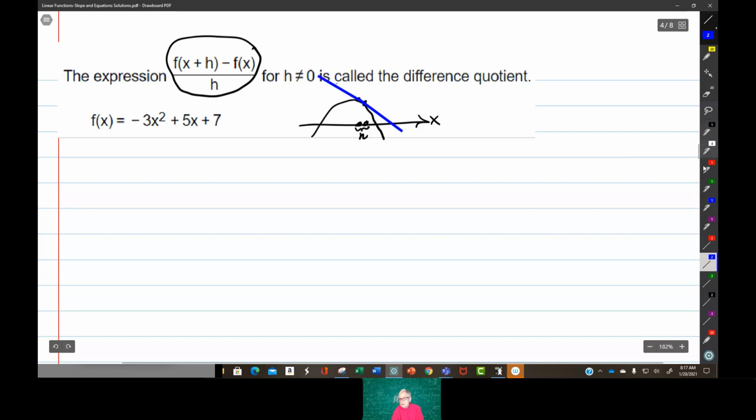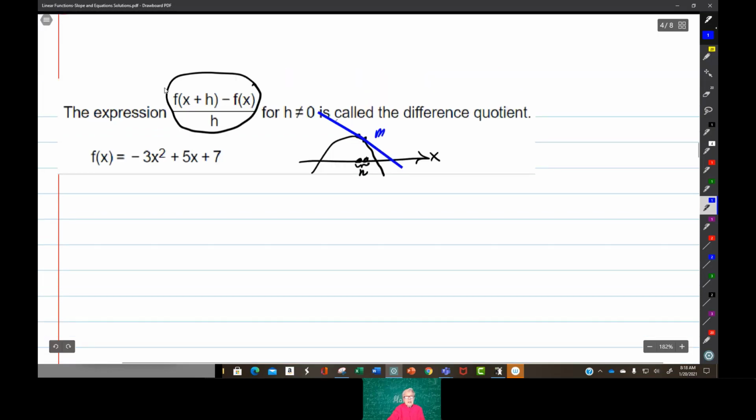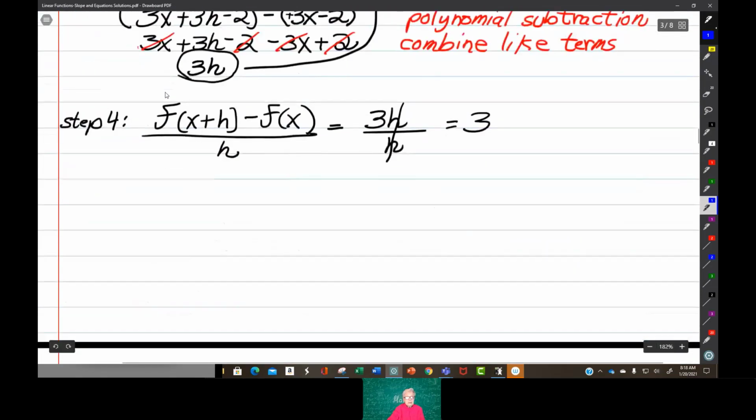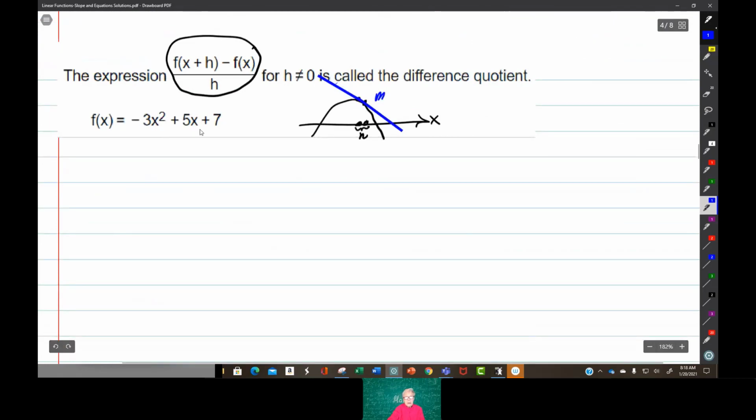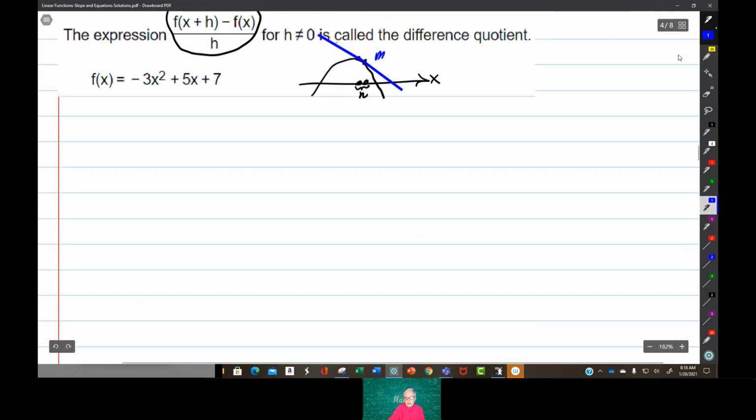and find the slope of that line, you will have a formula for how fast your curve is changing, whatever you're measuring is changing. And that's very, very important. For instance, if you have a business, you want to know how fast your profit is changing. You would really care about that. So we are now going to apply these 4 steps to this. So let's get started.